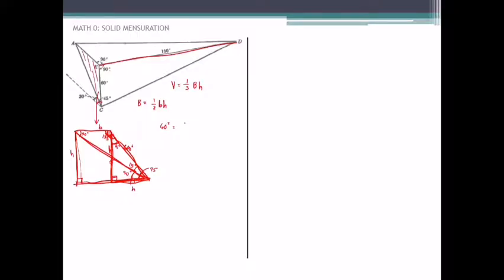So, h squared plus h squared. So, 60 squared, therefore, is 2h squared. Let us divide this by 2. h, therefore, is 30 square root of 2. So, this is now the height of our base. So, this is h.